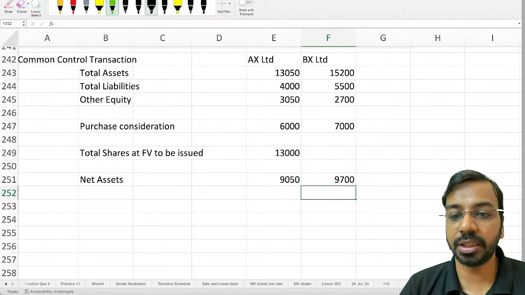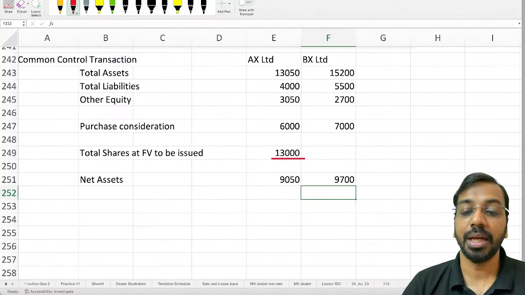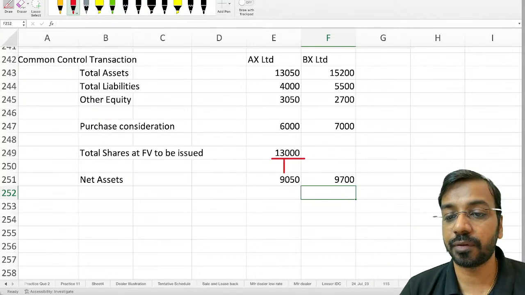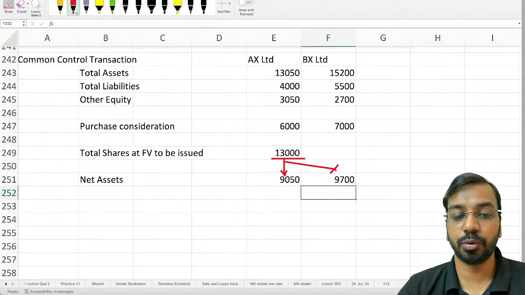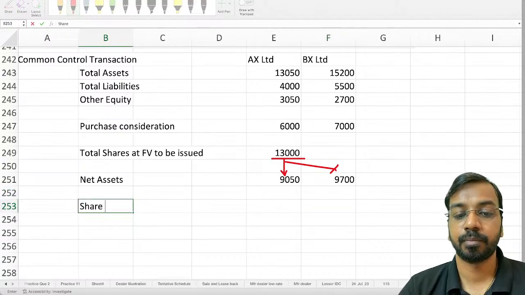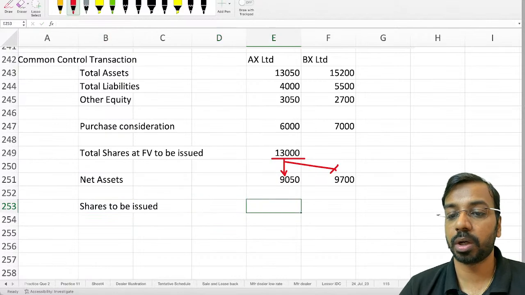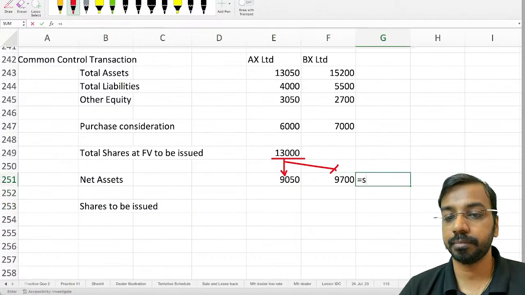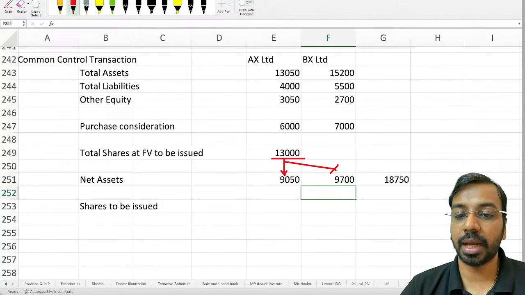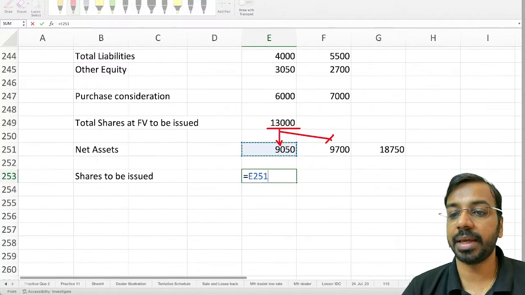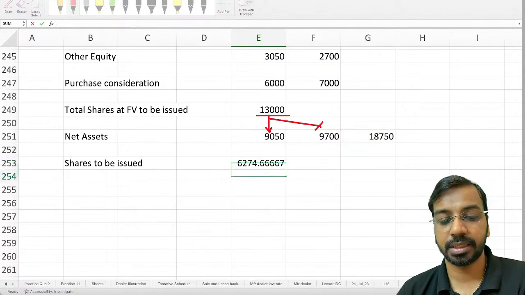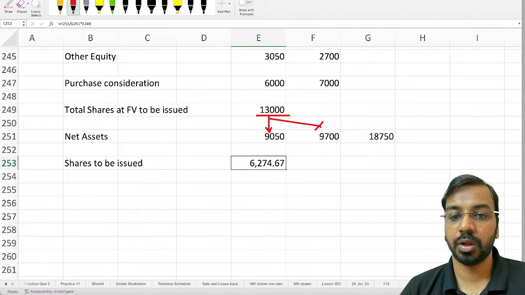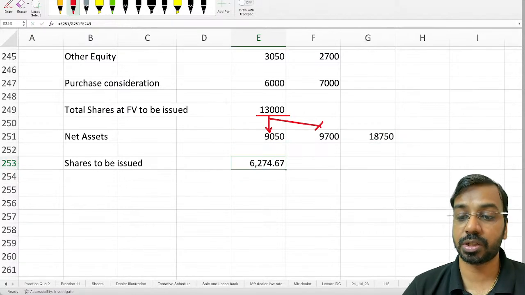So this 13,000 total shares that we will be issuing, we should split between AX 9,050 and BX 9,700 in this proportion. So shares to be issued: the total net assets taken over is 18,750. So 9,050 divided by 18,750 multiplied by 13,000. So that gives me 6,275 for the first entity. 6,274.67 rounded up to 6,275.